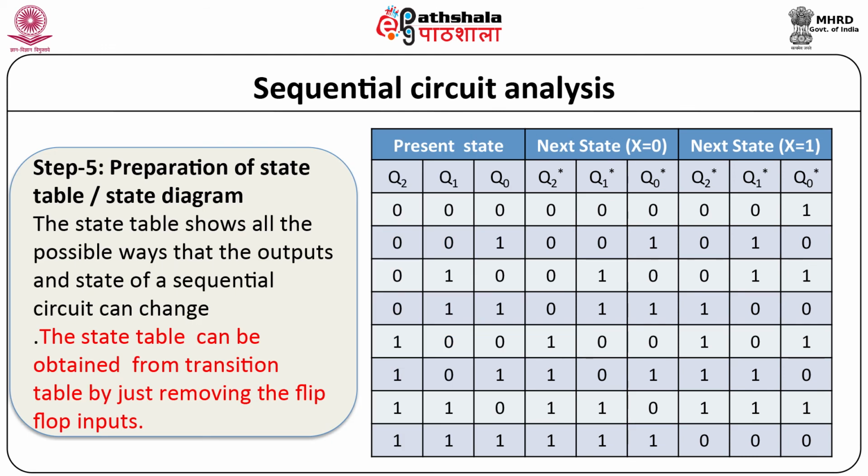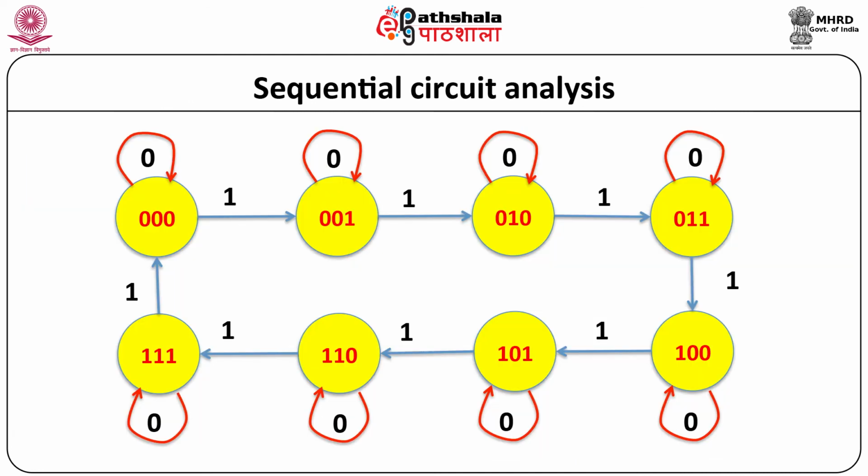Let us now move on to step 5 for preparation of state table and state diagram. The state table shows all the possible ways that the outputs and the state of a sequential circuit can change based on its inputs and present state. Let us now prepare the state table from the above transition table by just removing the flip-flop inputs. State diagrams are an alternative way of showing the same information given by the state table. Let us prepare the state diagram as well.